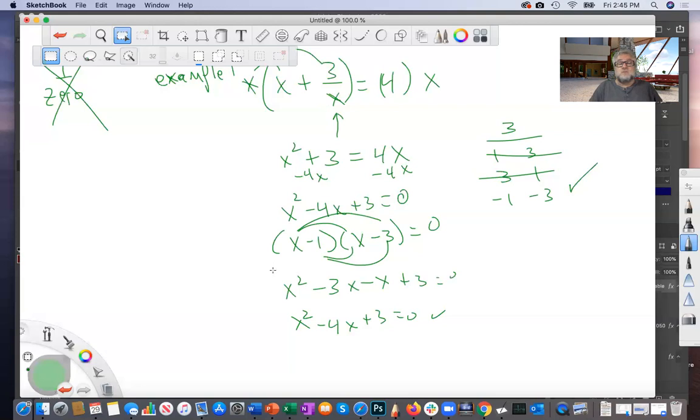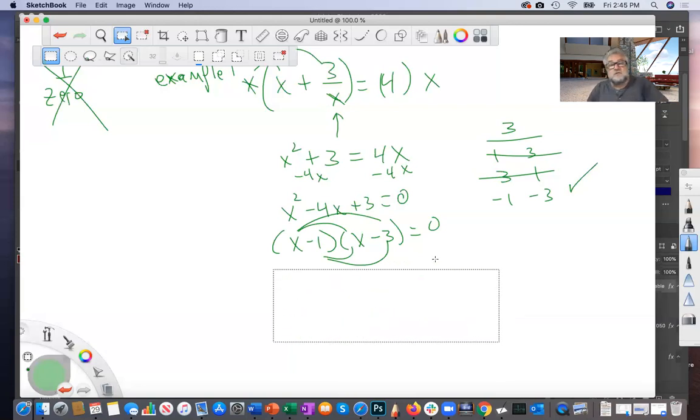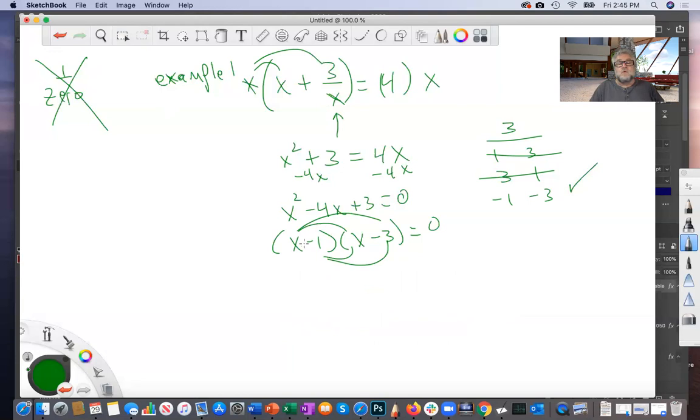I just wanted you to be convinced here, but now let's look at our function. What are the solutions to this equation? Well, it's x minus 1 equals 0, or this one, x minus 3 equals 0. So x would equal 1 here, x would equal 3 here. Oh, we got our solutions.